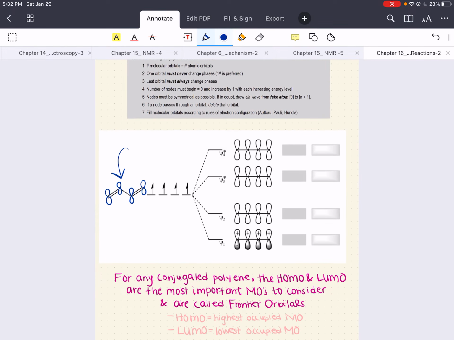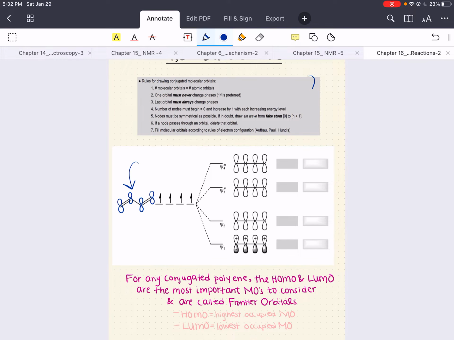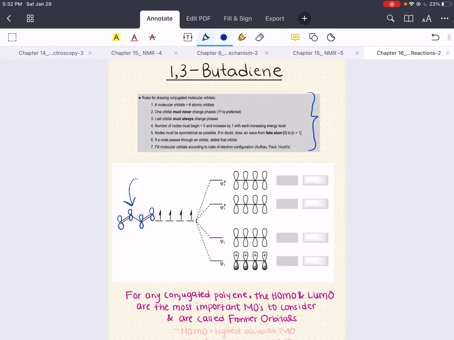Okay, so we're going to follow this step-by-step guide here. This step-by-step guide will help you draw the molecular orbitals for any conjugated diene. Starting off with butadiene, the first step is that the number of molecular orbitals you're going to have equals the number of atomic p orbitals. We have four atomic p orbitals here, which means we're going to have four molecular orbitals to draw: 1, 2, 3, 4.